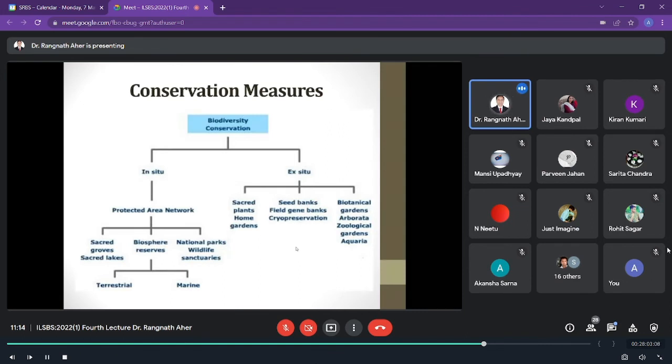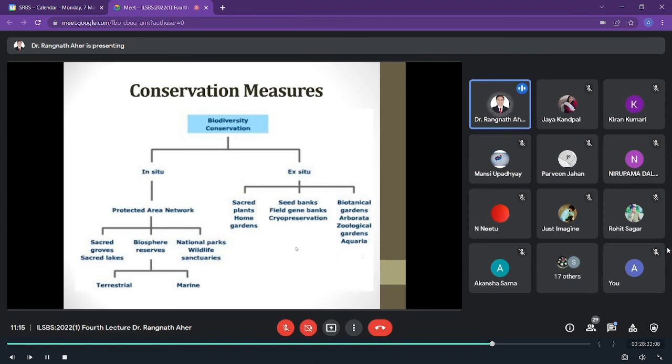Biodiversity conservation is classified into two types: in situ conservation and ex situ conservation. In situ conservation is simply called the protected area network, which is again classified into types: sacred groves, biosphere reserves, national parks, and wildlife sanctuaries. Biosphere reserves are again classified into terrestrial and marine.